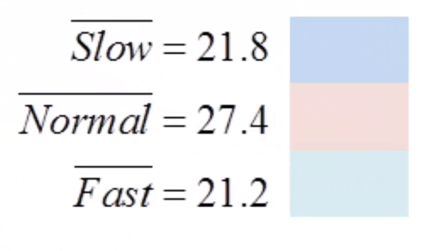For example, the average word recall for group 1 was 21.8. The average word recall for group 2 is 27.4. And the average word recall for group 3, the fast group, is 21.2.